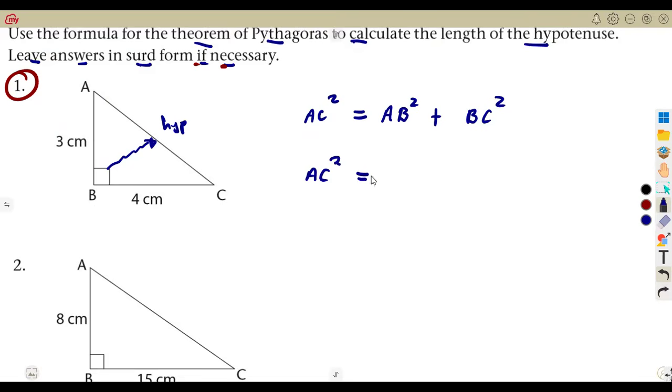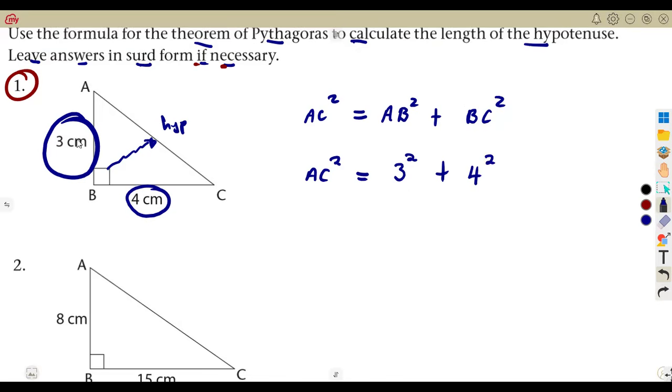AC squared is equal to what? AB squared. What is representing AB? We substitute, that is a 3. So that's 3 squared. All right. So you're going to substitute 3 squared plus BC squared. What is representing BC? That's a 4. So this is going to give us 4 squared.